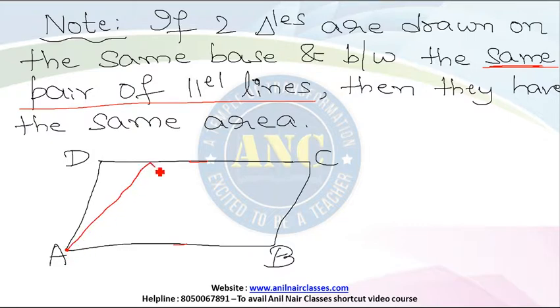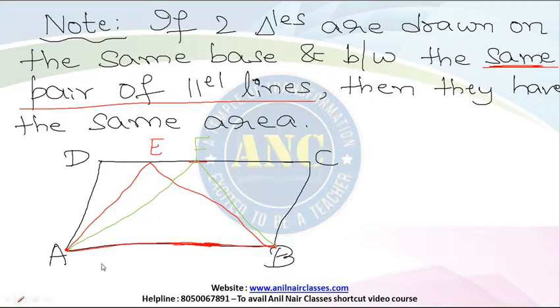I will draw a triangle AEB. AEB has the base AB, and this triangle is drawn between the same pair of parallel lines AB and CD. Now, I will take another triangle, suppose AFB. AFB is a triangle drawn on the same base AB once again, and it is drawn between the same pair of parallel lines AB and CD.